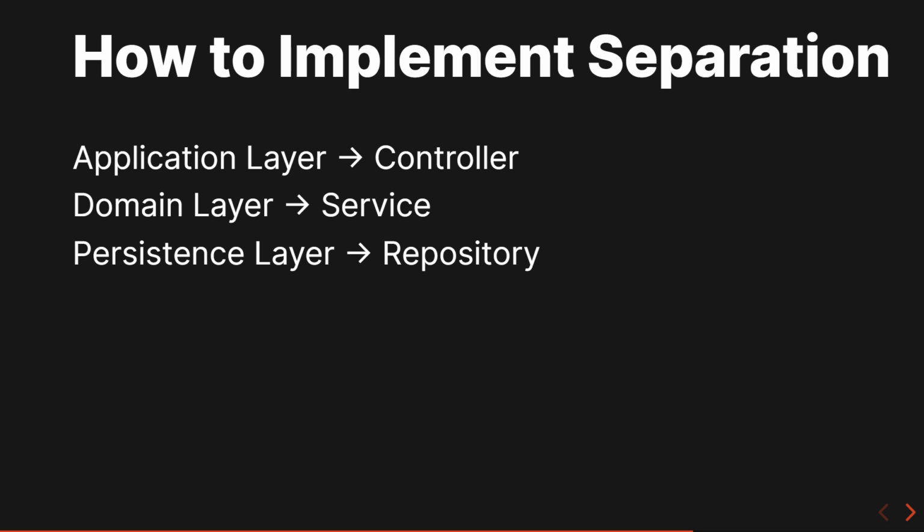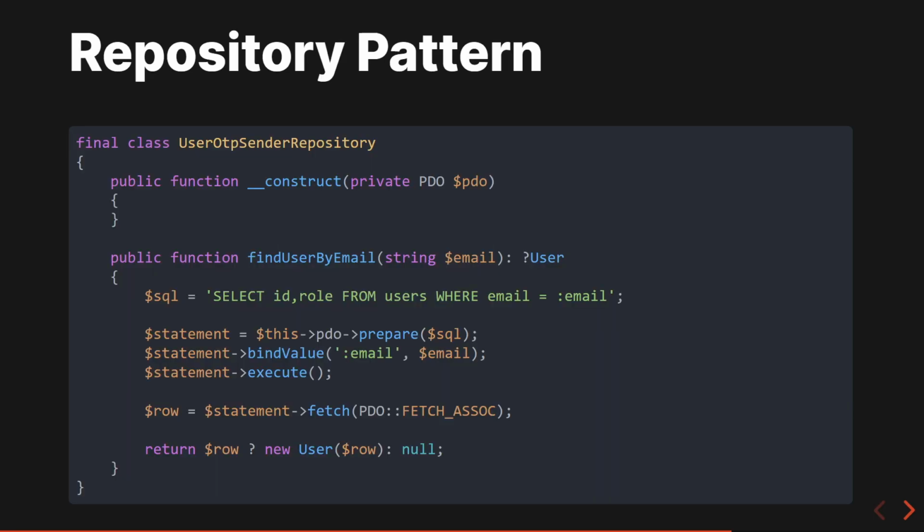Implementing more separation involves organizing your software into different layers, such as an application layer with controller classes to handle HTTP requests and responses, a domain layer with service classes for the business logic, and the persistence layer using repositories for interacting with the database. Repositories are responsible for handling data access operations, including reading, inserting, updating, and deleting data in the database. They provide a clean, domain-specific interface for accessing and managing data. This approach provides a clean separation between your application's business logic and data storage.